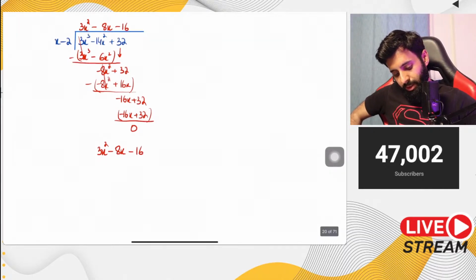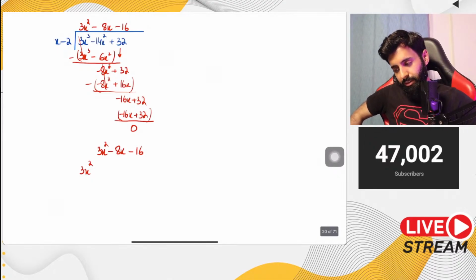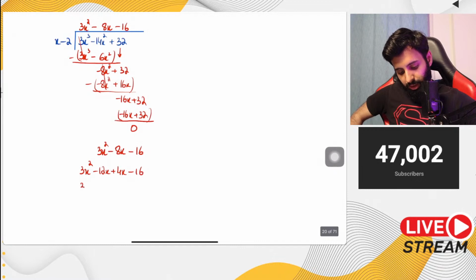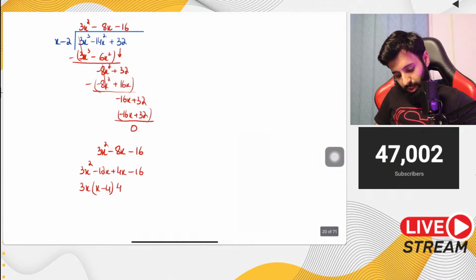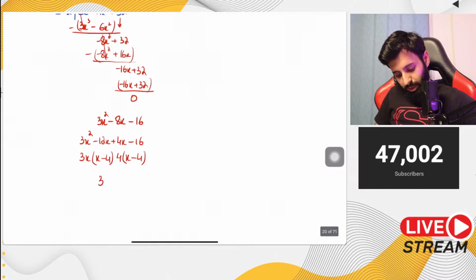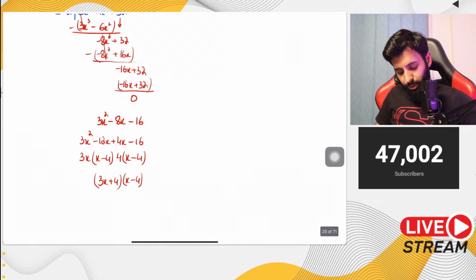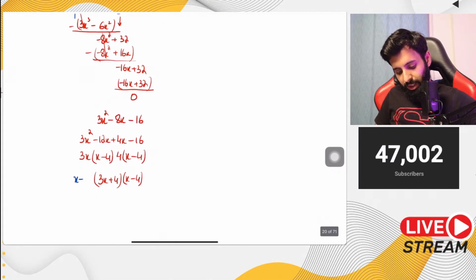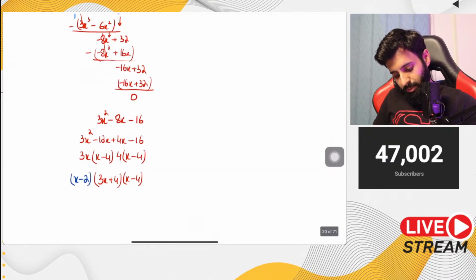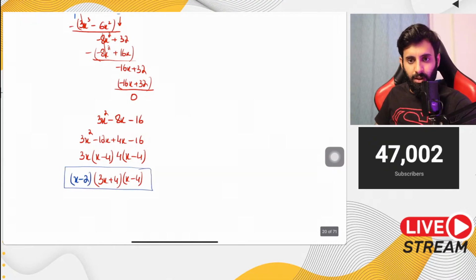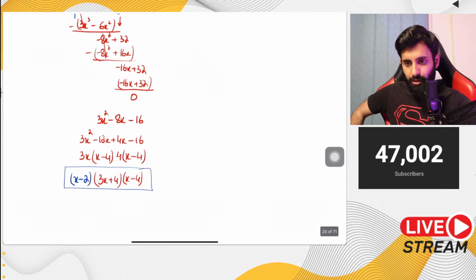Now this is the quadratic which we're going to further factorize, and 16 into 3 is 48. Factors of 48 that leave us with minus 8 are going to be 12 and 4. So minus 12x plus 4x minus 16. You take 3x common, so we have x minus 4, and then you take 4 common, so you have x minus 4 as well. So you have 3x plus 4 into x minus 4, which is the result of factorizing the quotient. And don't forget that you also had x minus 2 from before. So your final answer is x minus 2 into 3x plus 4 into x minus 4. Okay, so there you go.